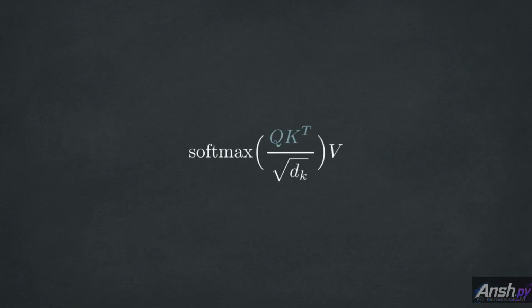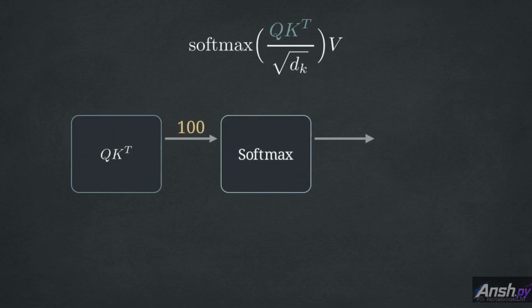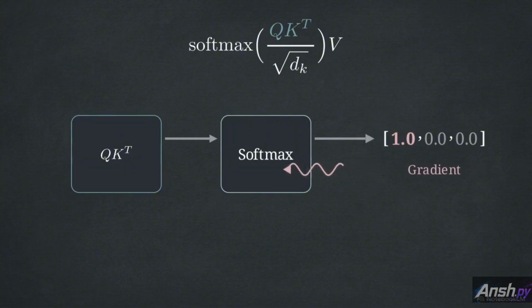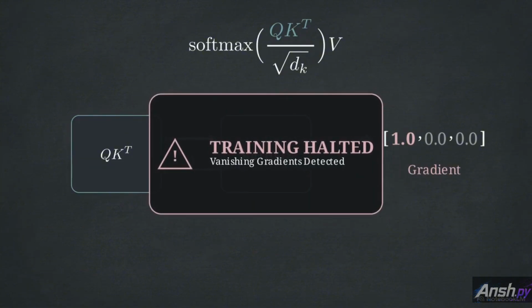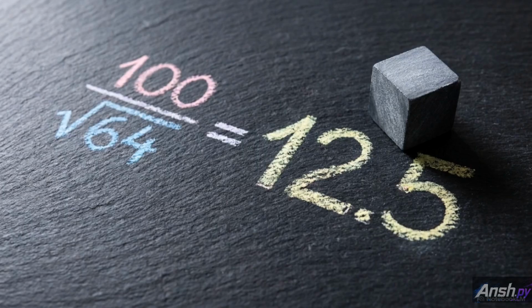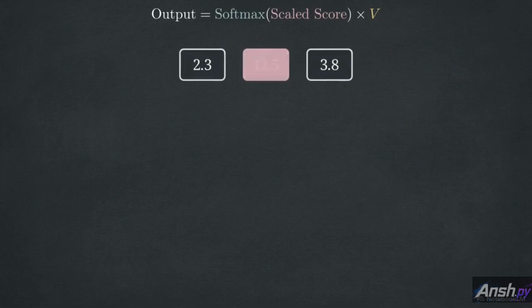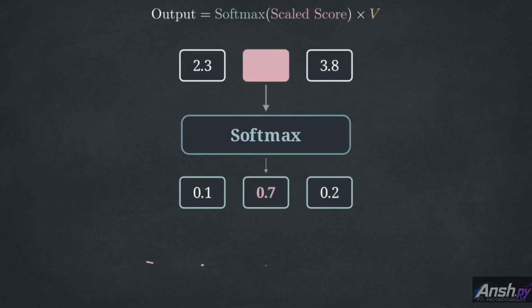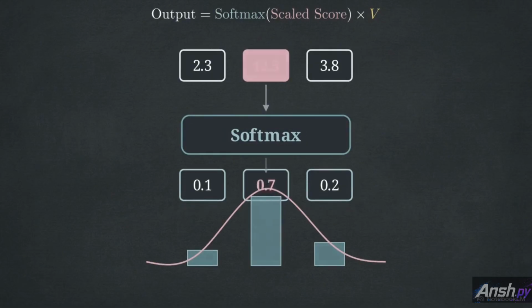With large embedding dimensions, our raw dot products grow excessively large, producing scores of 100 or more. If we feed a raw 100 into the softmax function, it outputs hard ones and zeros. Gradients vanish and the model stops learning. By dividing that 100 by the square root of the key dimension, say the square root of 64, which is 8, we scale the score down to a manageable 12.5. That scaled down number allows the softmax function to output smooth, usable probabilities.